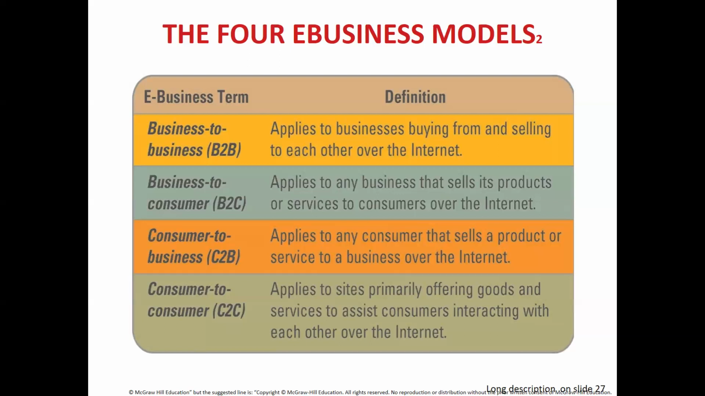Now, here's the thing. There are 4 different types, and there's no limitation in terms of organizations; they can employ more than one business model at a time. So a business may sell its product only to a customer, so it's B2C, or a business may sell its product to other businesses, so it's B2B. So they can employ more than one business model at any point in time.